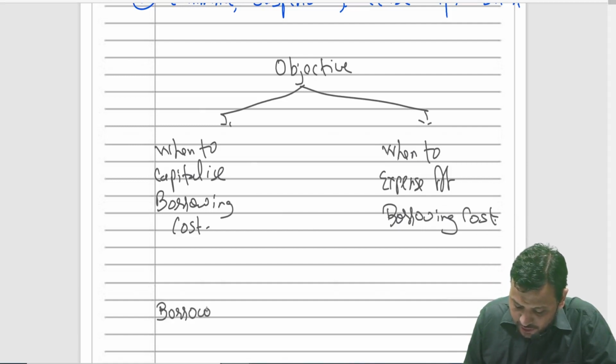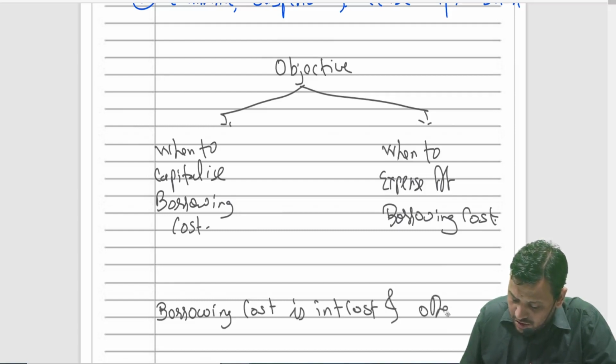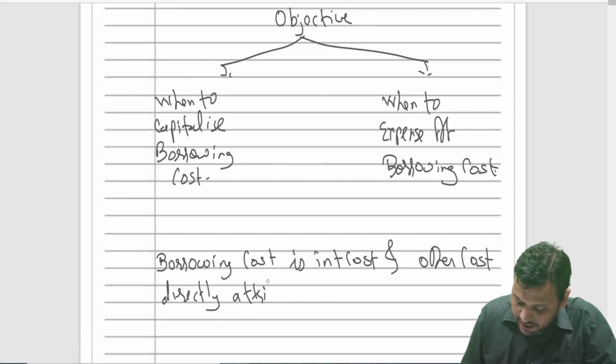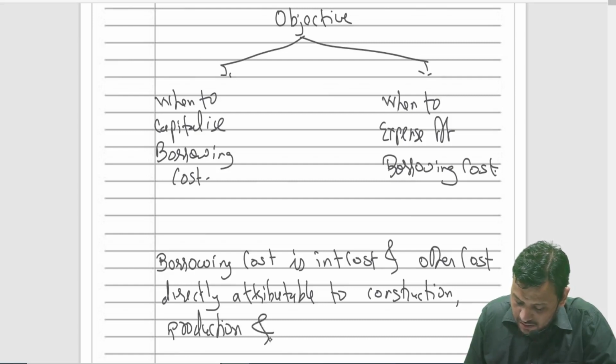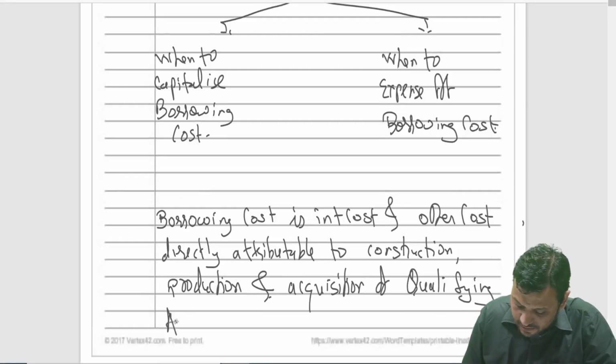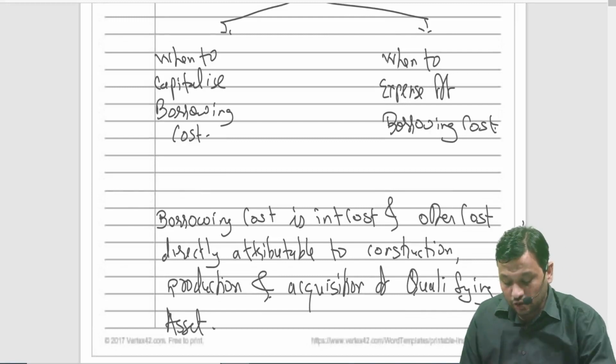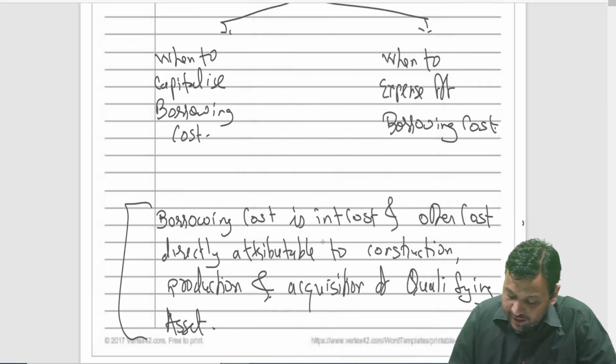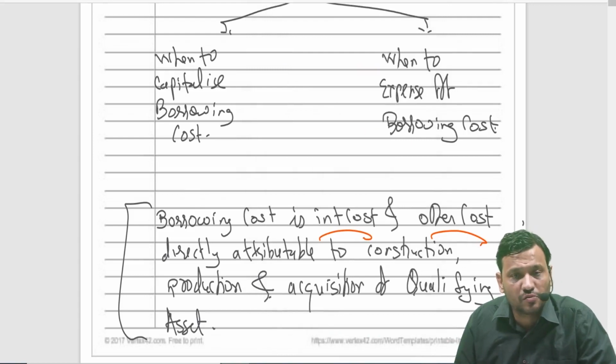What is borrowing cost? So it says borrowing cost is interest cost and other cost which are related to directly attributable to construction, production, and acquisition of qualifying asset. These are those costs which will be capitalized. Means the borrowing cost is nothing but our interest cost. So you paid interest, you have taken a loan, so you paid interest, and some other cost that I will be discussing when we do components of borrowing cost.